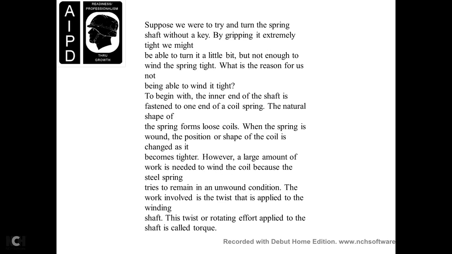Suppose we were to try to turn the spring shaft without the key. By gripping extremely tight, we might be able to turn it a little bit, but not enough to wind the spring tight. The reason for not being able to wind it tight to begin with is that the inner end of the shaft is fastened to one end of the coil spring. The nature of the shape of the spring forms a loose coil when the spring is wound, but the position and shape of the coil change as it becomes tighter. However, a large amount of work is needed to wind the coil because the steel spring tries to remain in the unwound condition. The work involved is the twist applied with the winding on the shaft. The twisting, rotating effort applied to the shaft is called torque.